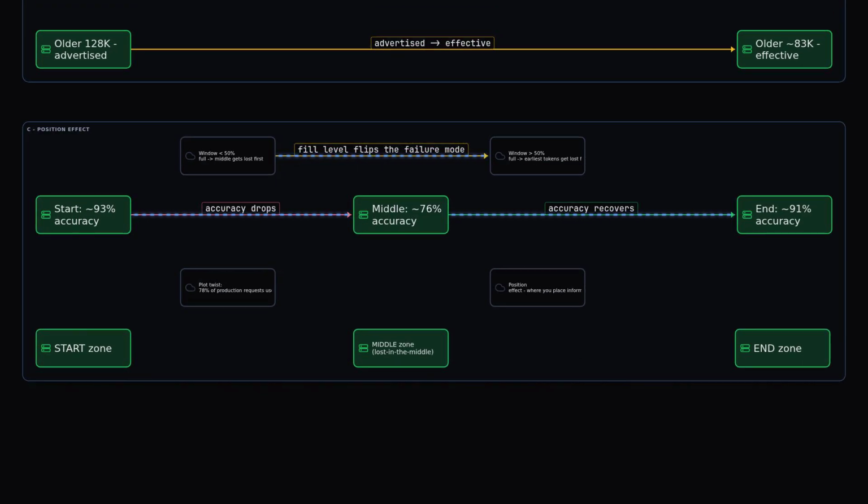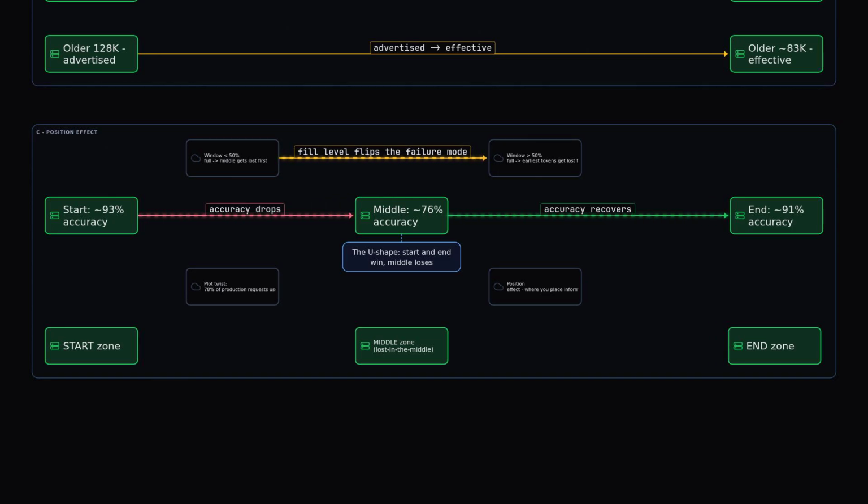Part 2. Even inside the limit, position matters. Where you put information changes whether the model uses it. Even within the window the model uses well, where you place information dramatically affects recall. Start, 93% accuracy, end, 91%. Middle drops to 76%, sometimes lower. Every major model shows this pattern. It has a name, the lost in the middle problem.